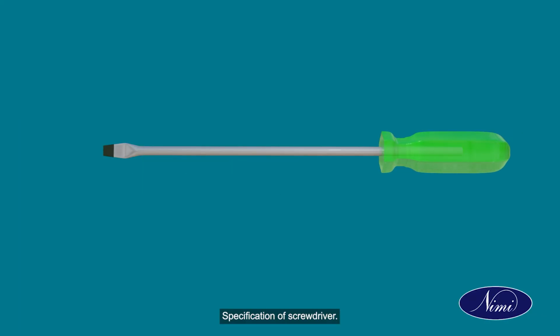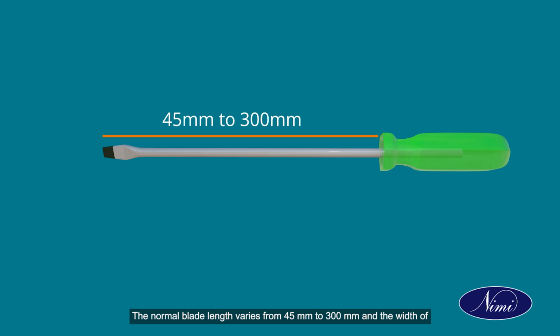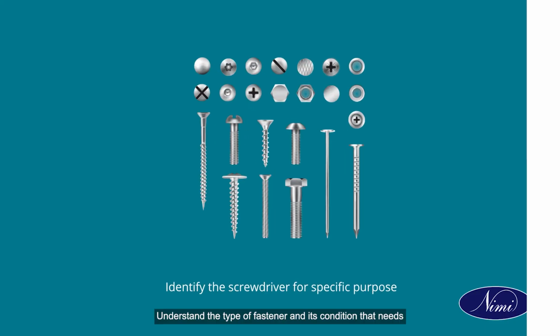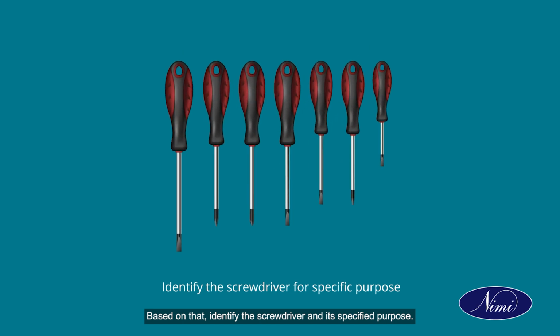Specification of screwdriver. Screwdrivers are specified according to the length of the blade and width of the tip. The normal blade length varies from 45 mm to 300 mm, and the width of the blade varies from 3 mm to 10 mm. Understand the type of fastener and its condition that needs to be removed from the job. Based on that, identify the screwdriver and its specified purpose.